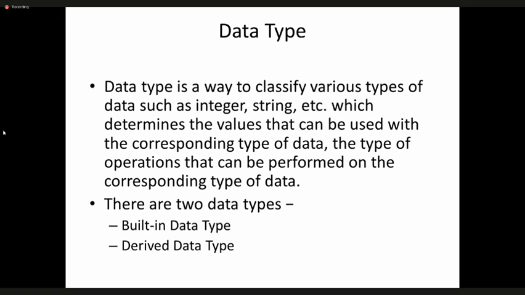Then this data type will determine the values that can be used with the corresponding type of data, and the type of operations which can be performed on the corresponding type of data. Then data types can be divided into two. One is called built-in type, the other one is called the derived type.